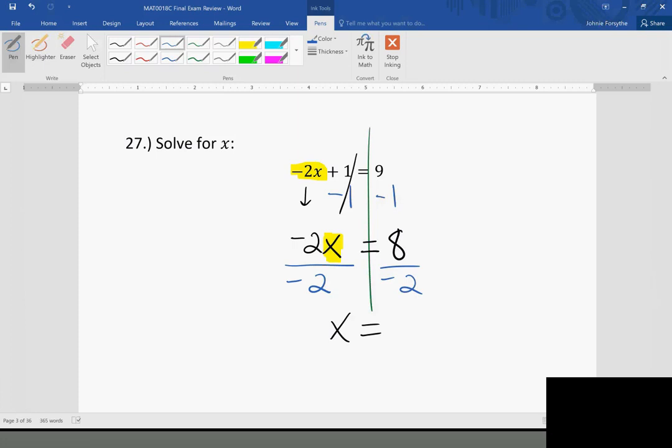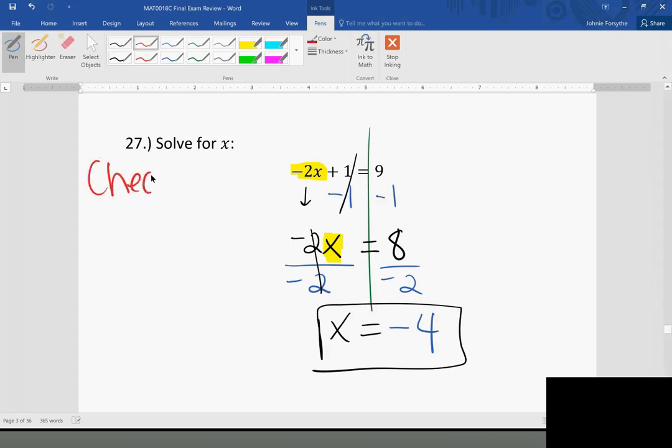Okay? So now 8 divided by negative 2, I'm dividing different signs. I'm going to have a negative answer, and the answer will be negative 4. And on the left, that negative 2 divided by negative 2 canceled out. So the final answer would be x equals negative 4.